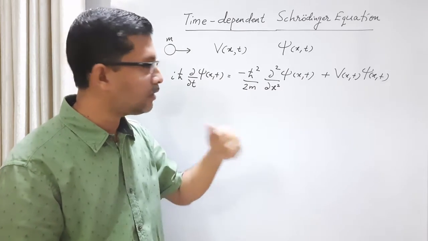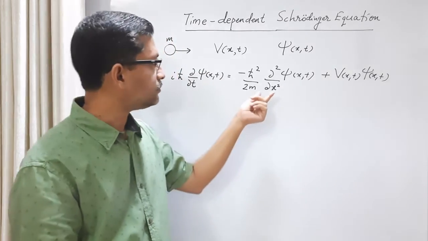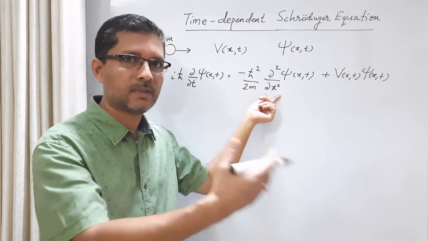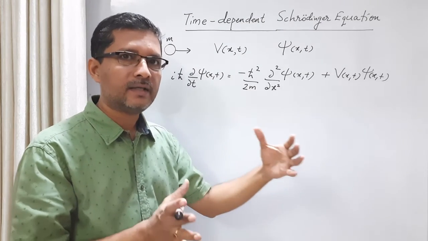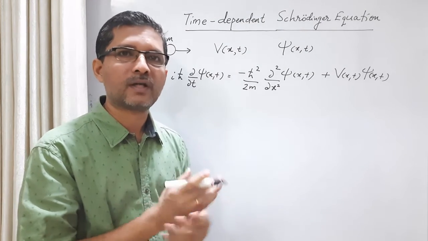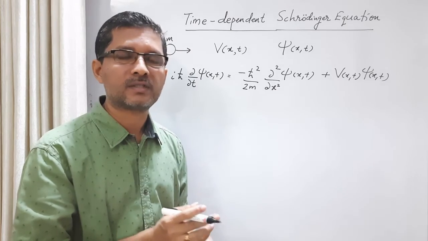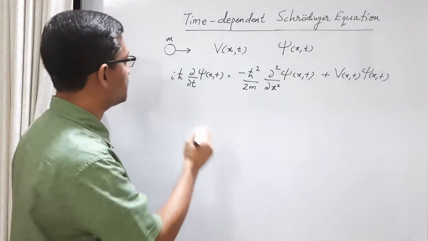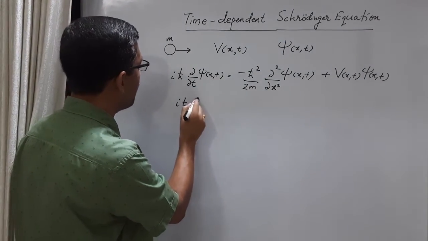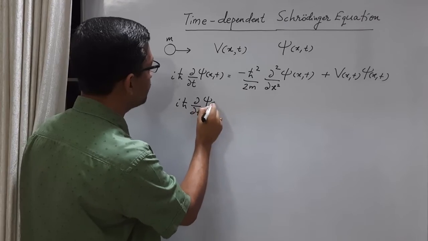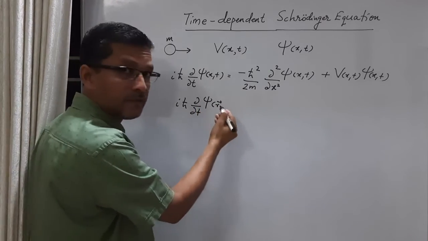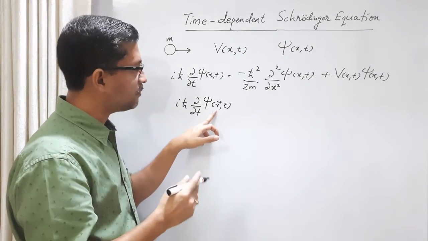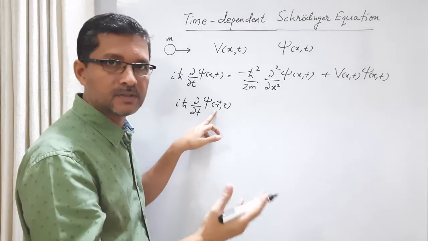And you have studied in your electrodynamics that dou square by dou x square psi plus dou square by dou y square psi plus dou square by dou z square psi can be expressed in a compact form by introducing the Laplacian operator del square. So the Schrodinger equation in 3 dimensions will be like this. Let me write position vector r, t, as a compact way of saying that vector r means x i plus y j plus z k.